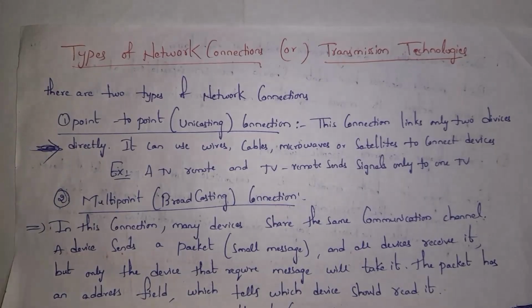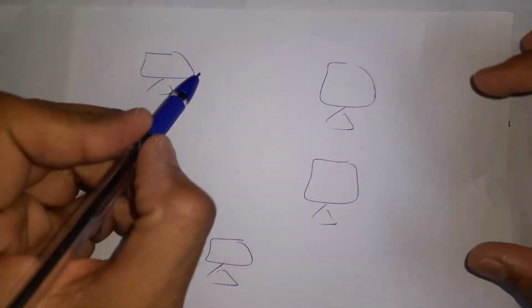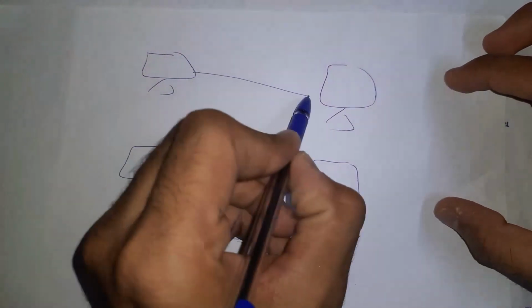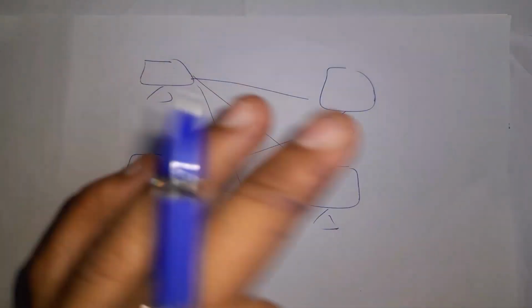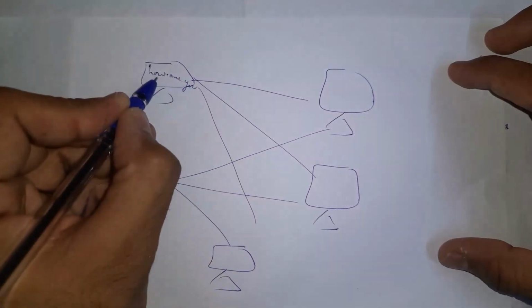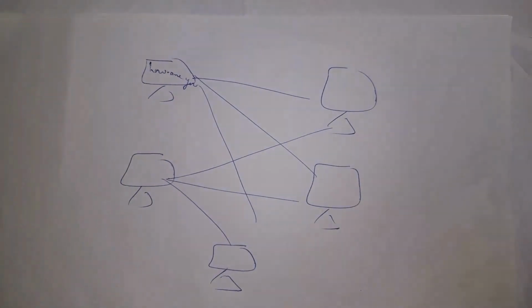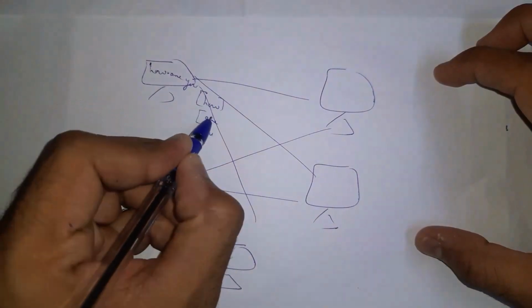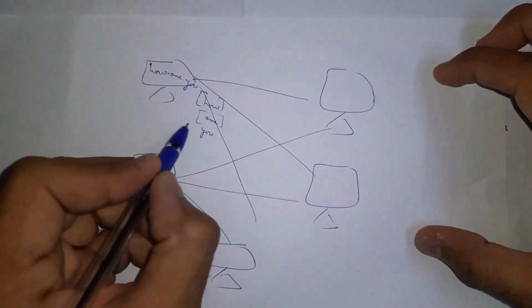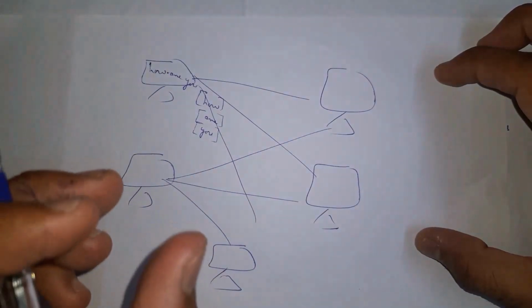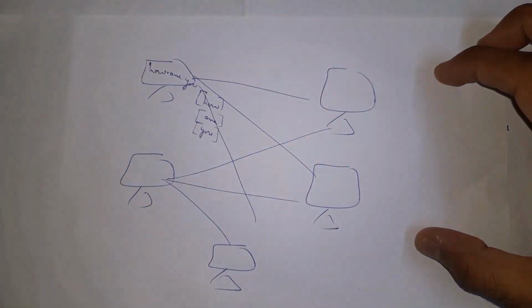For example, TV remote and TV. The remote will send signals to only a single TV. As only 2 devices are involved, this is unicasting. And next I will explain what is multi-point connection. We also call it broadcasting. Guys, in broadcasting, many devices will communicate with each other. All these devices can share information. For example, this computer wants to send "how are you" to this computer. Guys, in a network, data is divided into packets. This "how" is considered as one packet, "are" is considered as one packet, and "you" is considered as one packet. So in a network, data is divided into packets. They are nothing but parts.